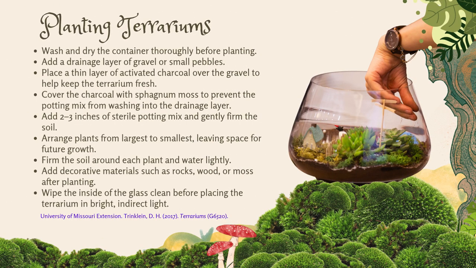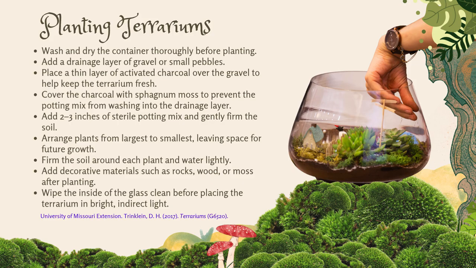Once the container and plants have been selected, the terrarium can be assembled. The first step is adding the drainage layer of gravel, followed by activated charcoal and sphagnum moss. After that, the potting mix is added, creating the rooting zone for the plants. When planting, it's usually easiest to arrange the largest plants first and then work toward the smallest plants in ground covers. This allows the overall design to develop naturally while leaving enough room for each plant to grow.